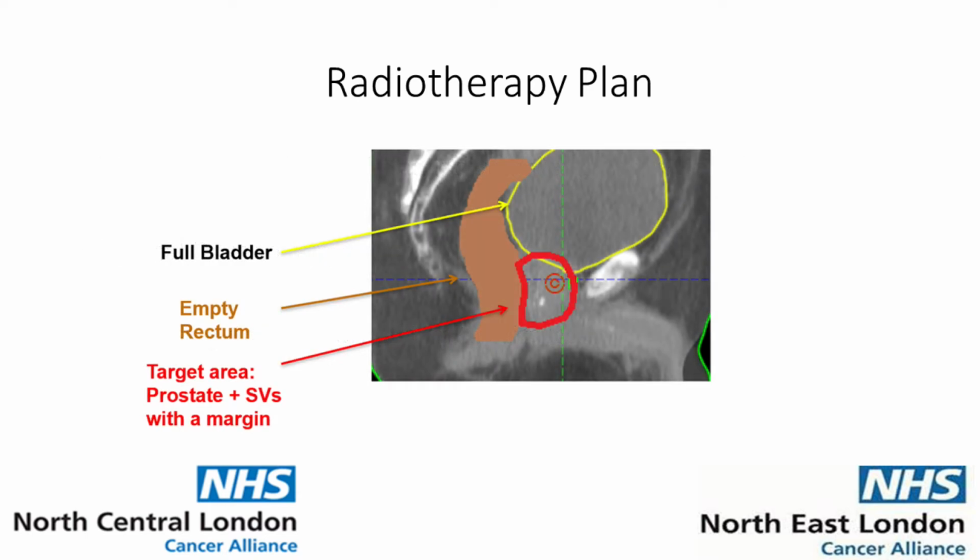The radiotherapy plan. This image shows the yellow is your full bladder, the brown is your empty rectum, and the red is the targeted area where the radiotherapy would be delivered. The idea is to ensure that the bladder and the rectum are outside of the red area. We achieve this by ensuring your bladder is full when you attend treatment and your rectum is empty. This will be discussed in more detail when you attend your radiotherapy seminar prior to starting treatment.